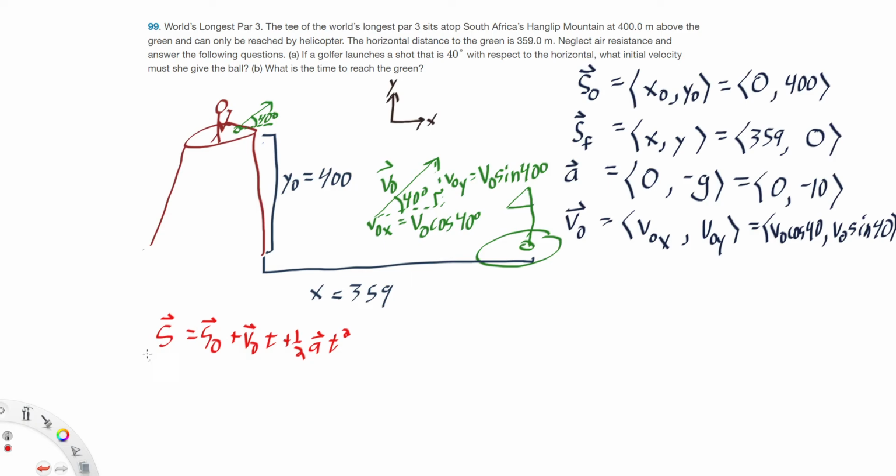So let's start with x equals x naught plus v naught x t plus 1/2 a x t squared, and y equals y naught plus v naught y t plus 1/2 a y t squared. So looking at the x equation, there's a couple of those terms that are zero. Which ones are zero?